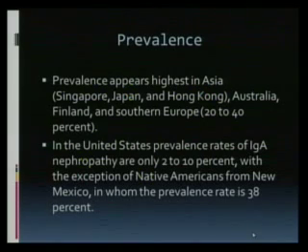And for the prevalence, the main geographical areas I put here are Singapore, Japan, Hong Kong, and some of the European areas, Finland and Southern Europe. They carry about 20 to 40% in terms of prevalence. In the U.S. it is not as much, 2 to 10%. However, if you live in an area like New Mexico, they have Native Americans there. You see it a lot more with those patients. The prevalence rate goes up to 38%.